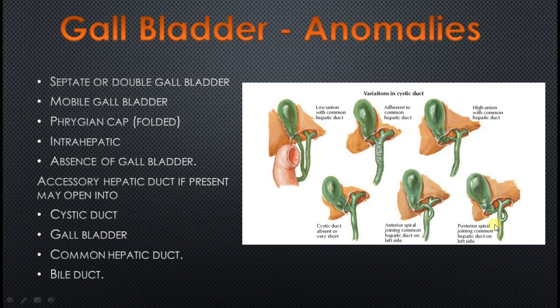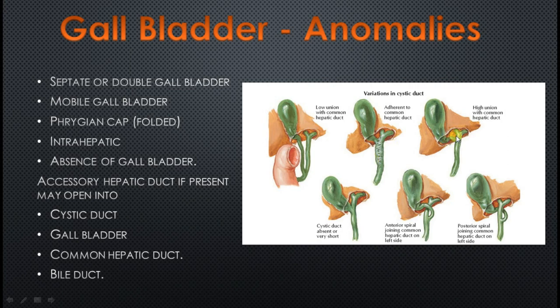Cystic duct variations, that is, accessory hepatic duct. Now, cystic duct, you are able to see a very long cystic duct, where it unites at a very lower level. Here, cystic duct and the common hepatic duct are adhered together. Some adhesions are there. Connective tissue might actually bind them together.